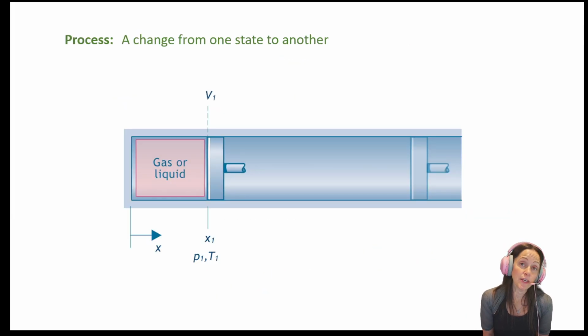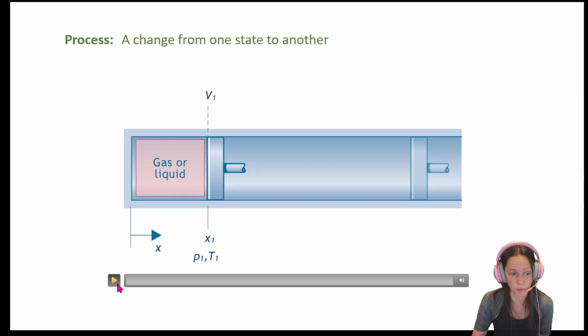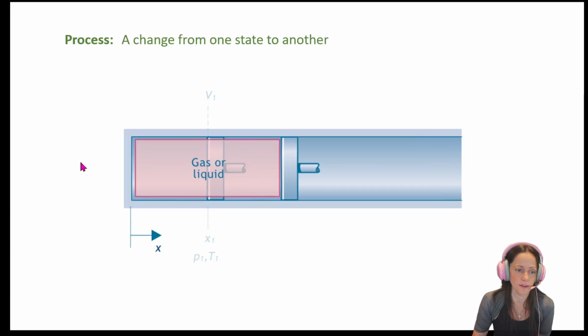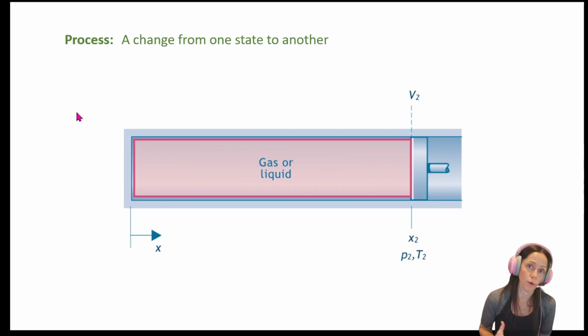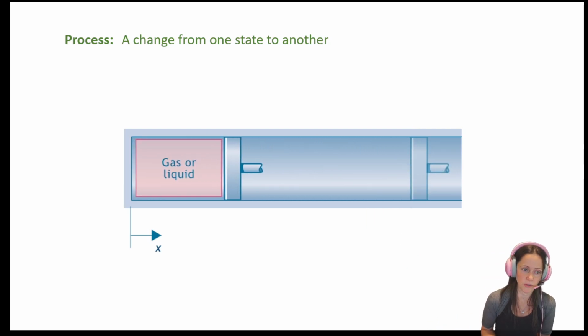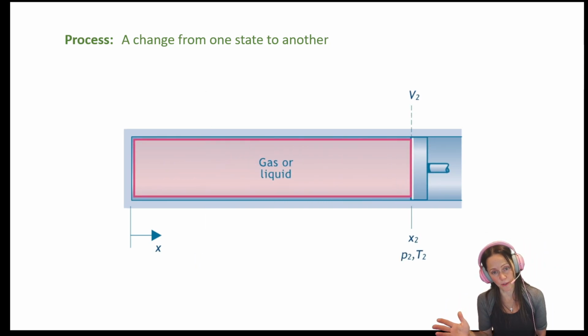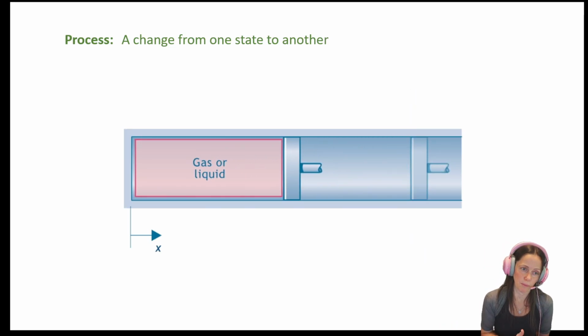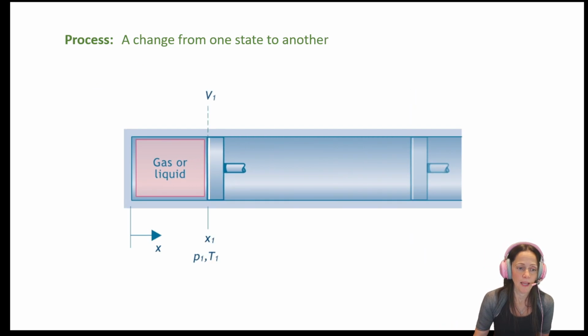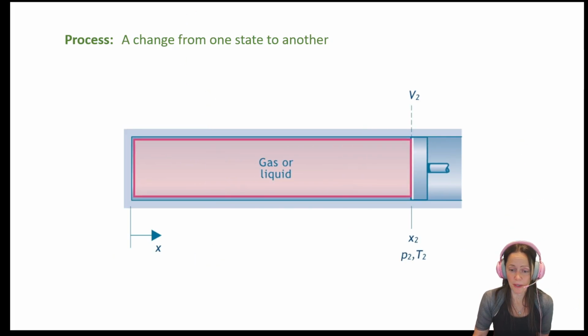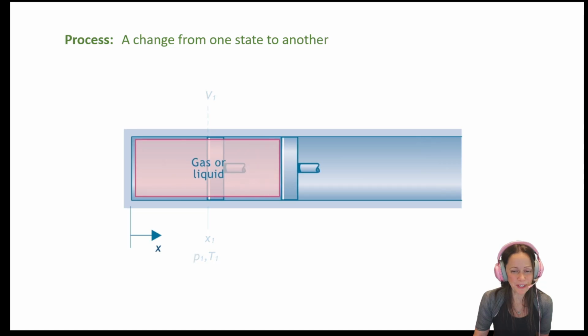All right. And then a process is how we get from one equilibrium state to another. So this is a process from state 1 to state 2 where we are expanding or compressing a gas or a liquid. So this is going from state 1 to state 2, and there we are at state 2. So that would be a process from state 1 to state 2. All right, so hopefully that was clear. Let me know if you do have any questions.